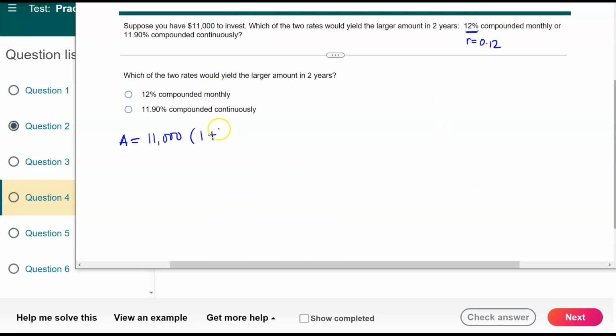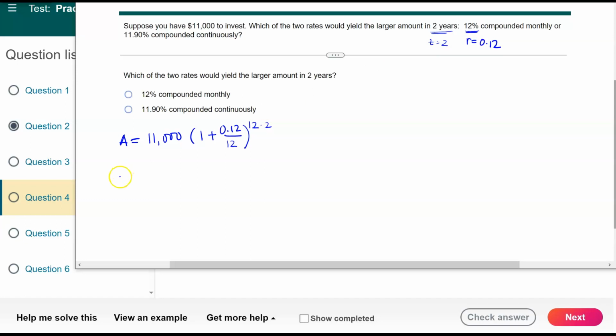So that will be 0.12 over, so that's R over N. This is compounded monthly, so N is 12, the number of compounding periods. Raised to NT. That's 12 times the number of years. So this is in 2 years, so T here is equal to 2. So times 2. That's what you're going to plug into your calculator.